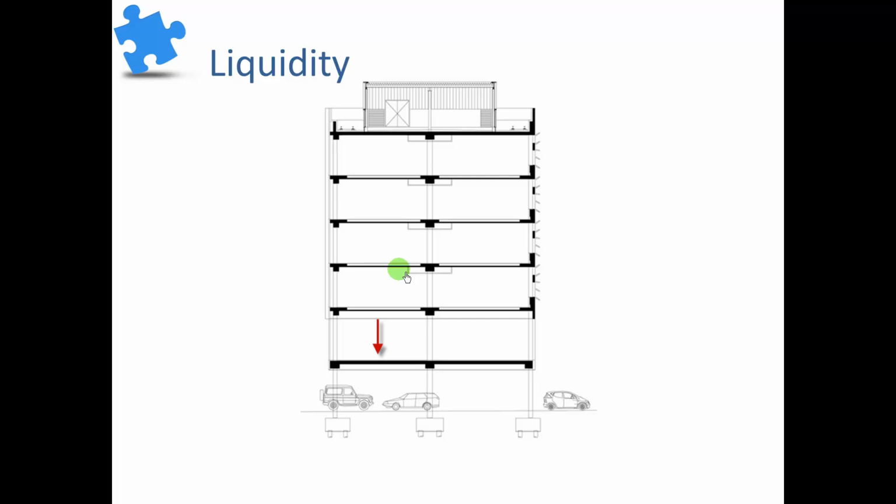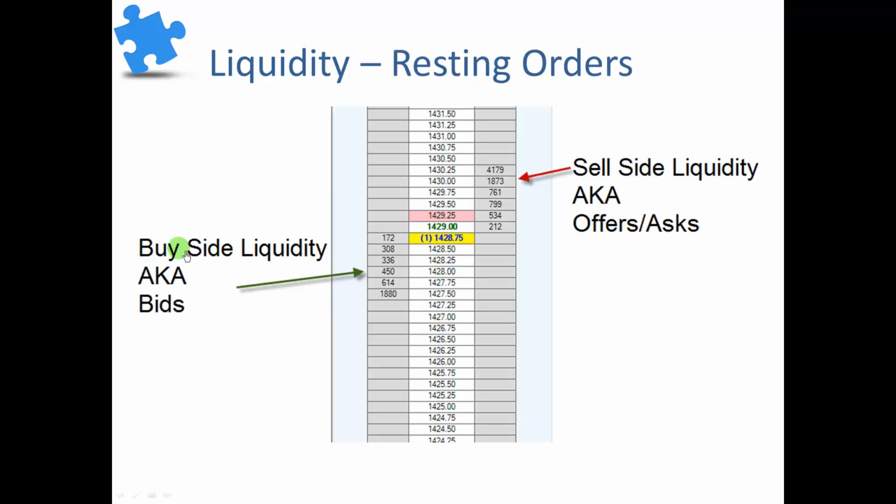Okay, so that's how the market works. The market effectively has floors and ceilings, and price can't move until the floor has been consumed or the ceiling has been consumed. Right, so resting orders. Okay, the floors and ceilings, what are they?